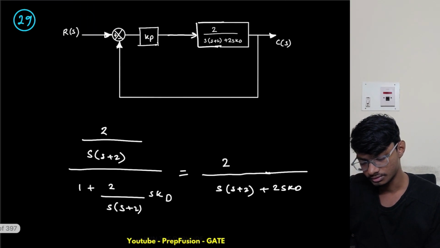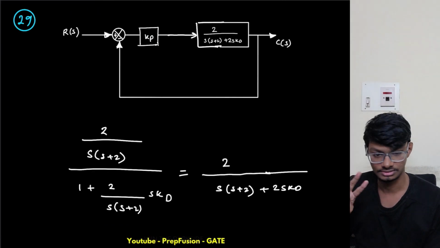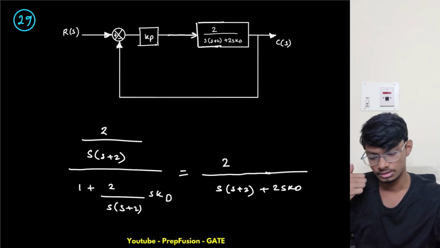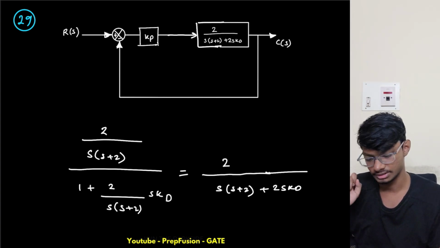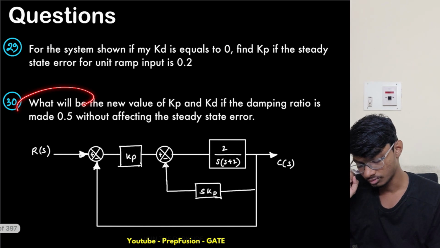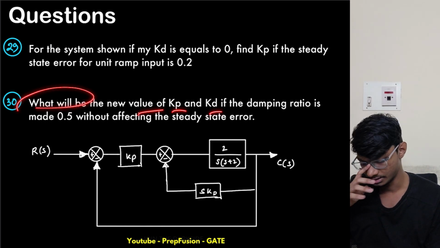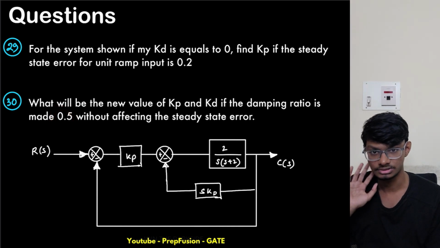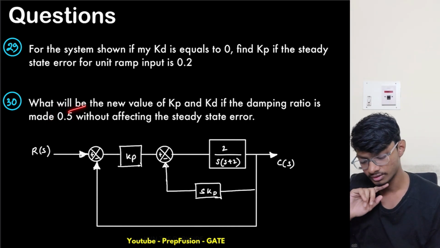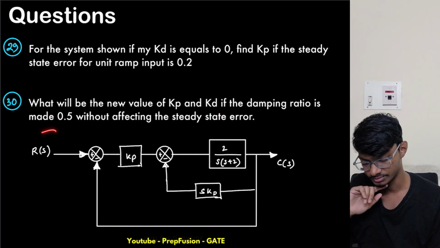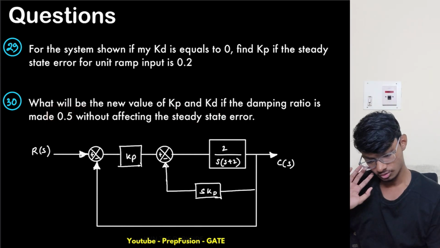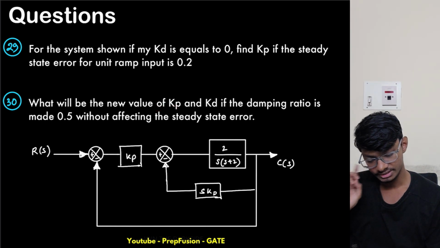So now let's solve for the second case, right? The first case is done. Kp equals 500. Okay, so what is the second case? The second case is, what will be the new value of Kp and Kd if the damping ratio is made 0.5 without affecting the steady state error? So I have to choose Kp and Kd, and my steady state error should remain the same.